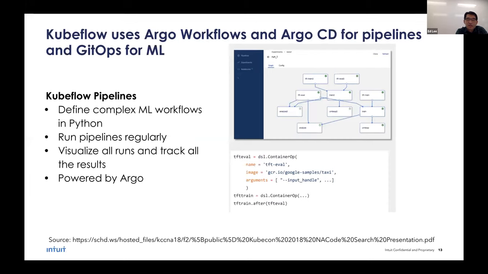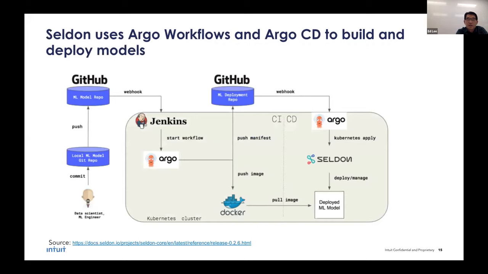Kubeflow is another good use case for the Argo project. They use both Argo Workflows as well as Argo CD as part of their pipelines for GitOps and machine learning. As I mentioned, they built their own UI, so this doesn't look like the Argo UI, but basically the underlying components are Argo. Also, Seldon uses Argo Workflows and Argo CD to build and deploy machine learning models as part of their product. So that's another machine learning use case.